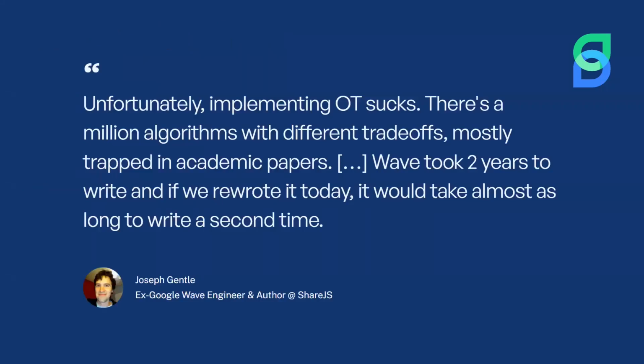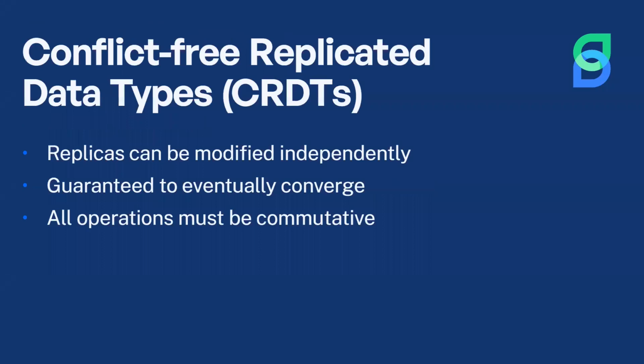And it's this complexity of OT that led researchers to try to find alternatives. One of the most recent developments is conflict-free replicated data types, or CRDTs for short. A CRDT is an abstract data type that is designed to be replicated on multiple clients with the following properties. The first is that any of these replicas can be modified without coordinating with any of the other replicas.